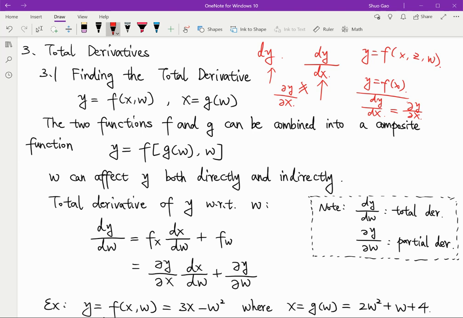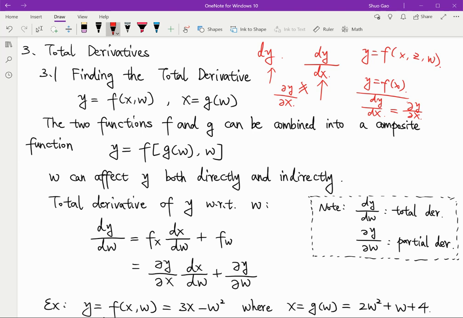So in dy over dx, we don't control the other variables to stay the same. So z and w may also change. The reason that z and w may also change is that maybe when x changes, z and w also change. Maybe x is related to z and w. They are not independent as before. If they're totally independent, then we can calculate the partial y over partial x very easily.